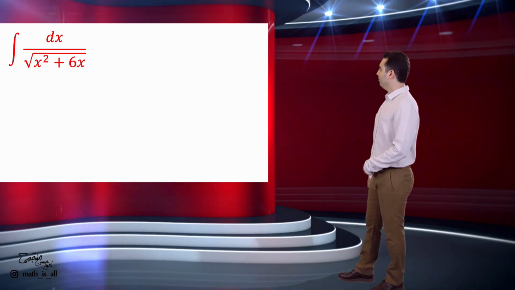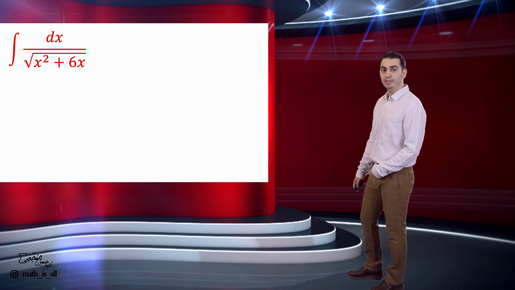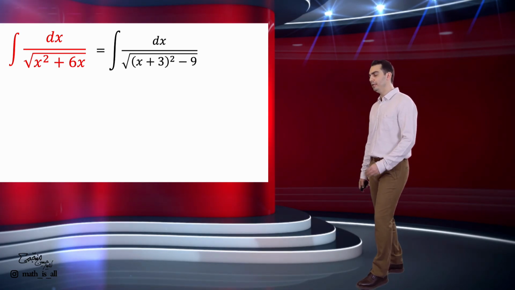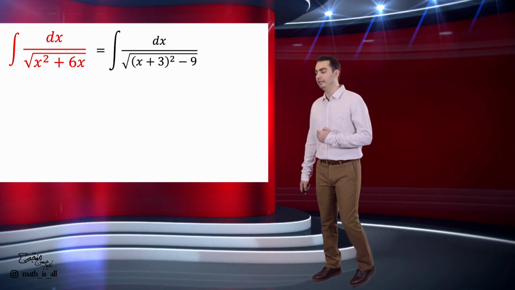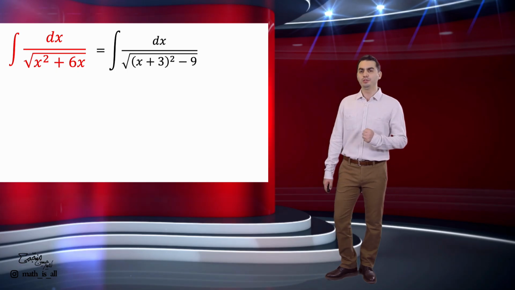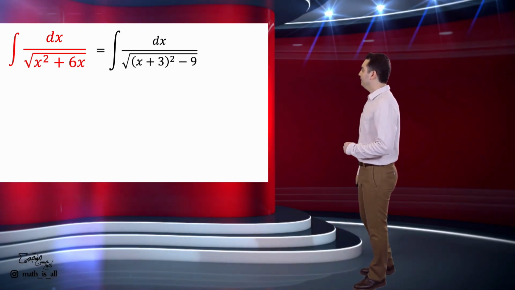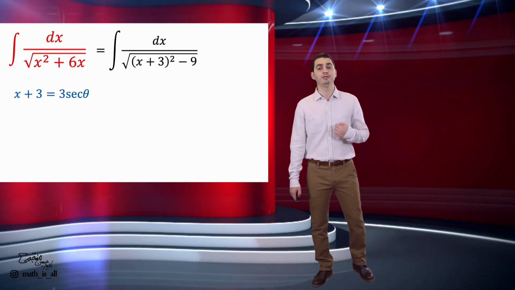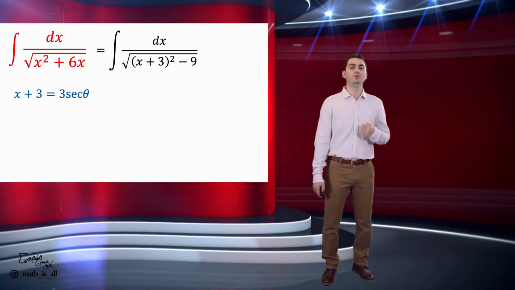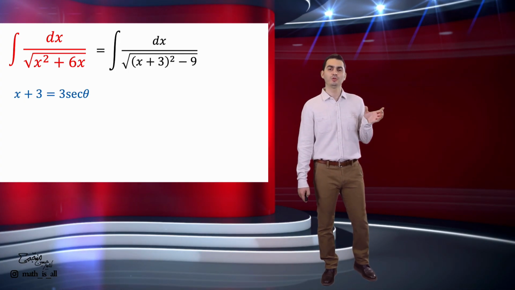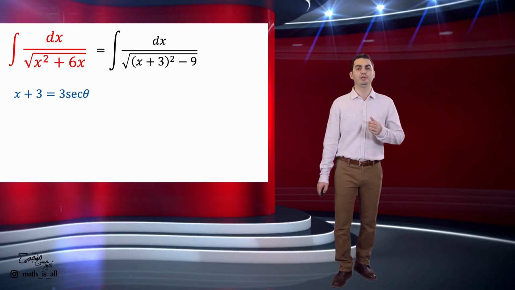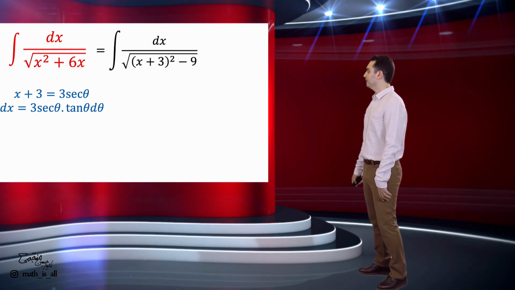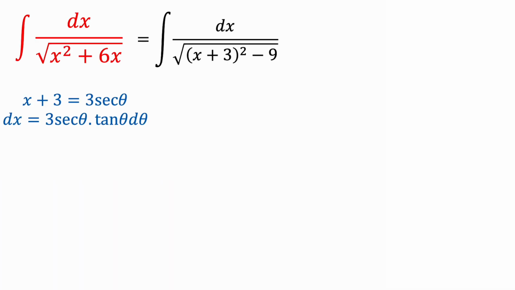If we use the method of completing the square here, under the radical sign, it becomes x plus 3 squared minus 9. Now, which specific model is this? It's the model of x squared minus a squared. Well, what should we do now? We're here to solve this question. We take x plus 3 and set it equal to 3 secant theta. So you see, it doesn't necessarily have to be just x. Here it became x plus 3. I substituted 3 secant theta for x plus 3. Now let's take the differential of both sides. The derivative of x plus 3 is 1, so its differential is just dx.